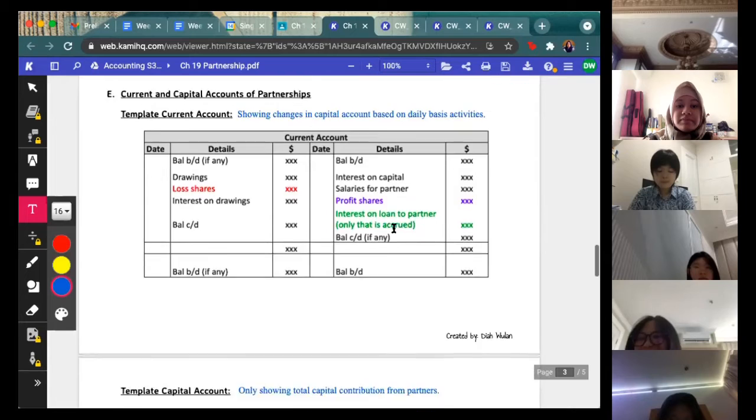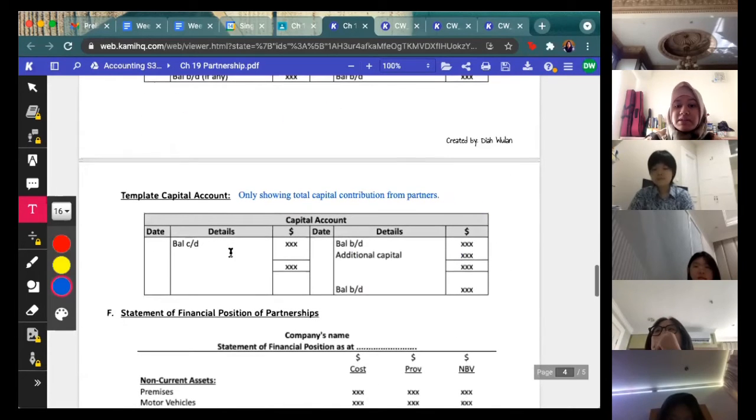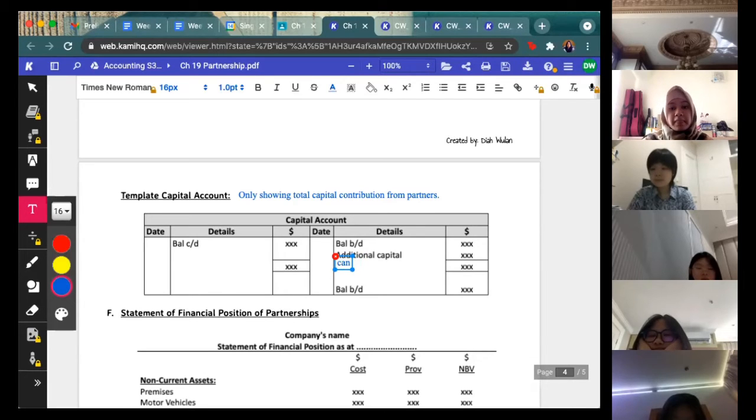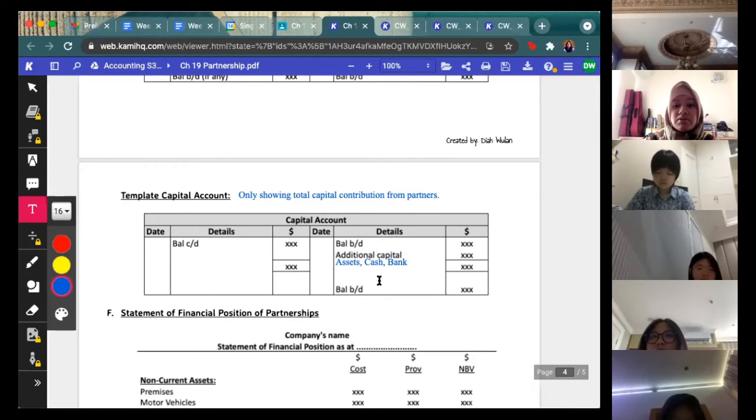Okay. So now I'm going to move on to the template for capital account first because this is the easiest one. On the capital account, balance BD is normally on the credit side. If there's an addition to the capital by the partners, you can just add it on the credit side. This addition can be in the form of assets, like premises, motor vehicle, computer equipment, whatever it is. Just put the name of the assets, or it can be in the form of cash, or a check. Then don't forget to calculate the balance CD and carry it down to the next accounting period. As simple as that.